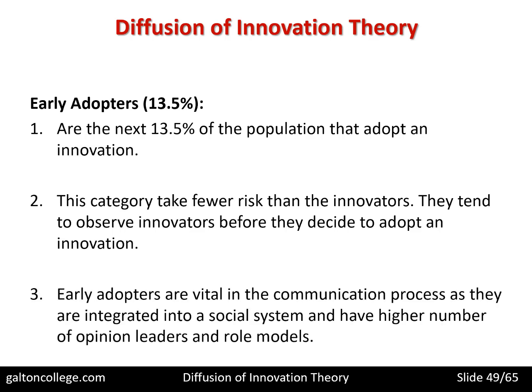Early adopters are vital in the communications process as they are integrated into a social system and have higher numbers of opinion leaders and role models. So the early adopters are keen, but they're not overly keen. The innovators are the ones who want it. They want it on the day it comes out. They're the ones who are very keen.